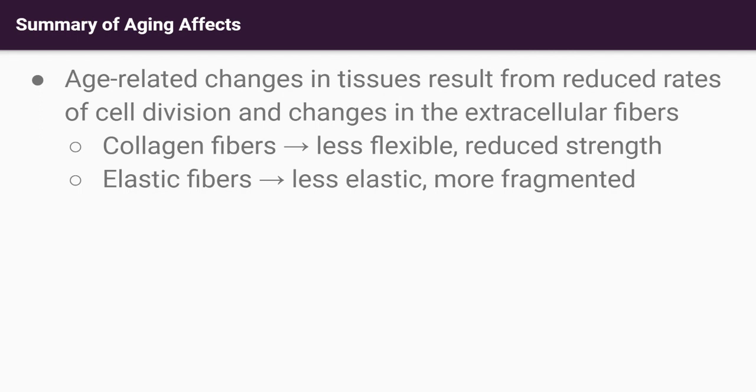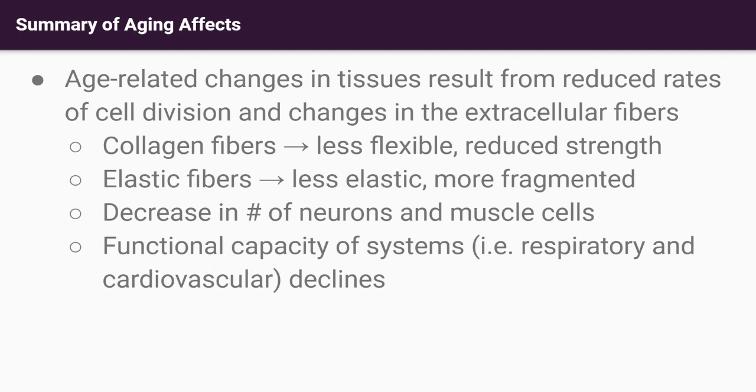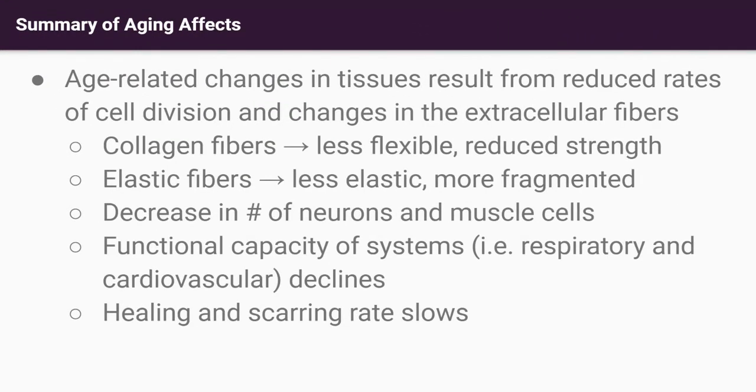The elastic fibers become less elastic, and we actually start to see a decrease in the number of neurons and muscle cells. So they're not necessarily wasting away, but you start seeing them get a little bit smaller, and you start seeing a little bit of the function decrease as they get older. Systems start to decline, respiratory and cardiovascular. That's in older age. It's not that they stop working, but they're just not working as efficiently, especially if somebody's activity level is declining along with it. We heal things slower. Scarring is going to happen a little slower as well.